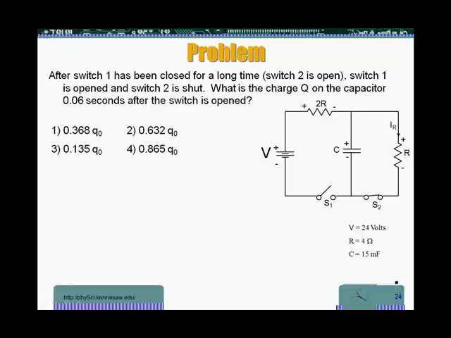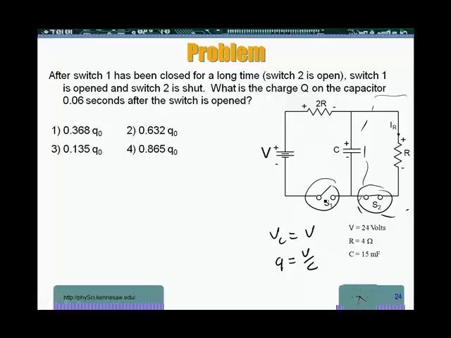Okay, in this question we have switch 1 closed for a long time while switch 2 is open. Switch 2 is open, so during the charge this part of the circuit was irrelevant, so we fully charge the capacitor to a voltage Vc equal to V. It's not really important here, but we wrote it down anyway. The charge that we are going to collect in the capacitor is going to be V over C.